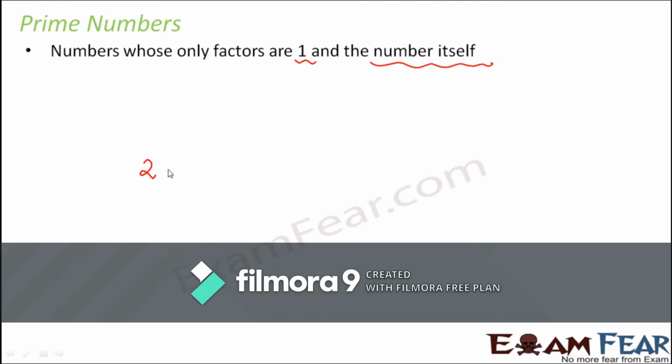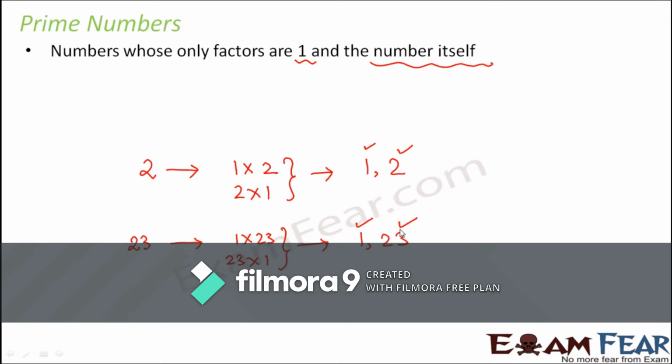Think of 2. If I ask you to write down the factors for 2, 2 can be written as 1 into 2 and 2 into 1. So basically it has two factors, 1 and 2. So 1 and the number itself. So 2 is a prime number. Similarly, let's consider another number, 23. So 23 can be written as 1 into 23, 23 into 1. You cannot write it in any other way. So that proves that it has only two factors, 1 and the number itself.